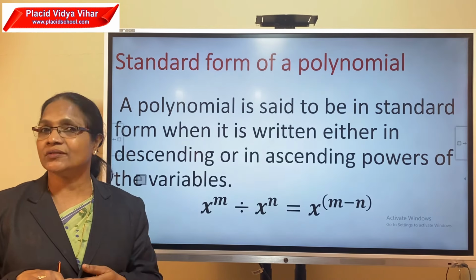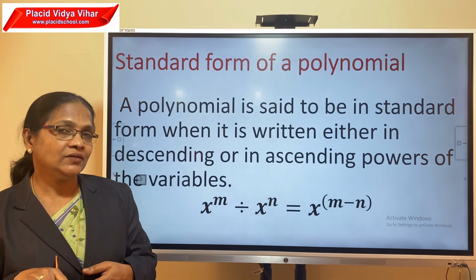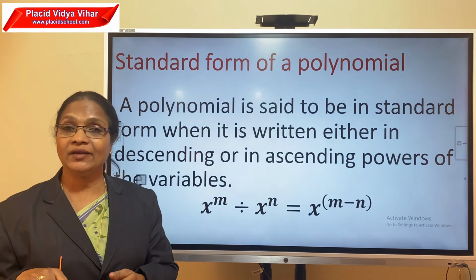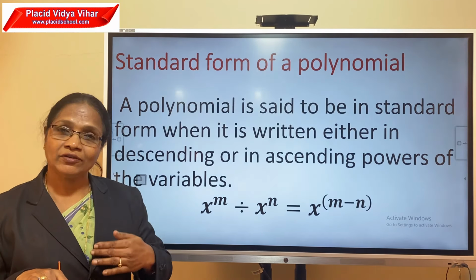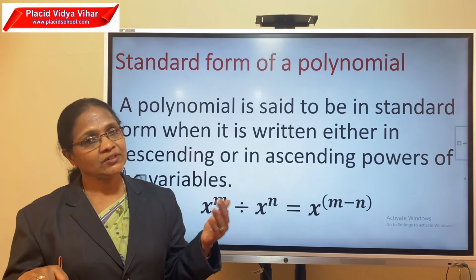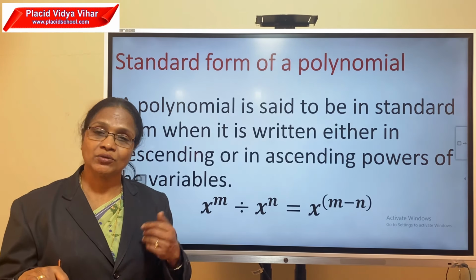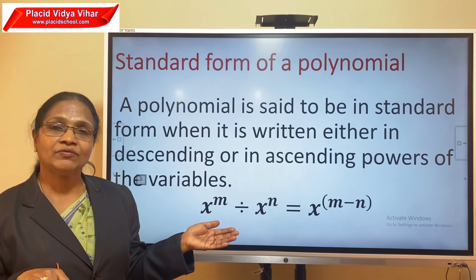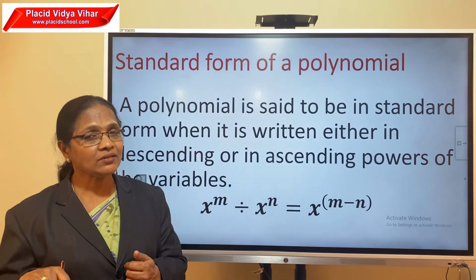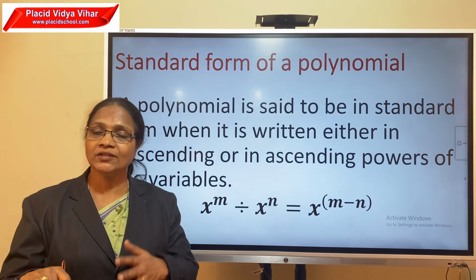Again, we have to use the laws of exponents. X raised to m divided by x raised to n equals x raised to m minus n for the variable part. For the numerical coefficient of the quotient, we have to divide the numerical coefficient of the dividend by the numerical coefficient of the divisor.